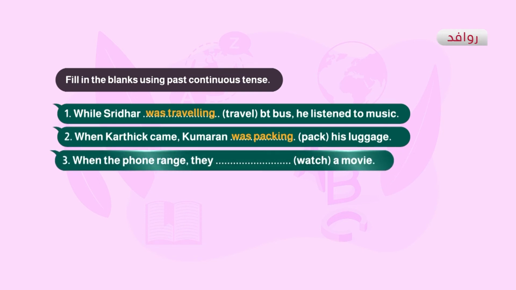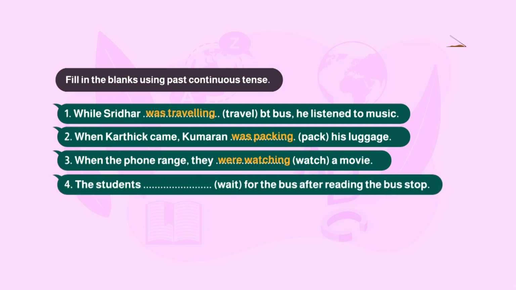Number 3. When the phone rang, they, space, watch a movie. We have the word watch between brackets. Use the past continuous. Yes, it becomes were watching. Were watching. Here we used were because they is plural.